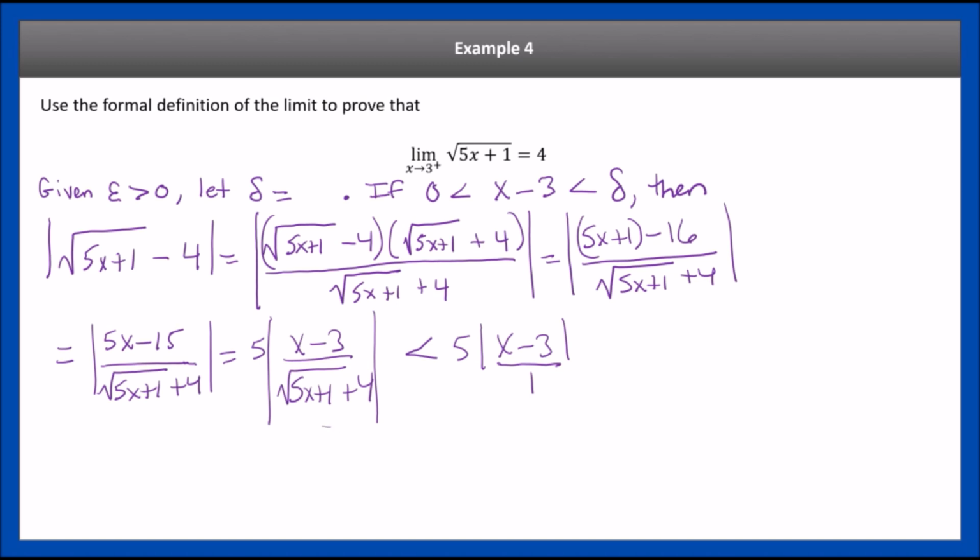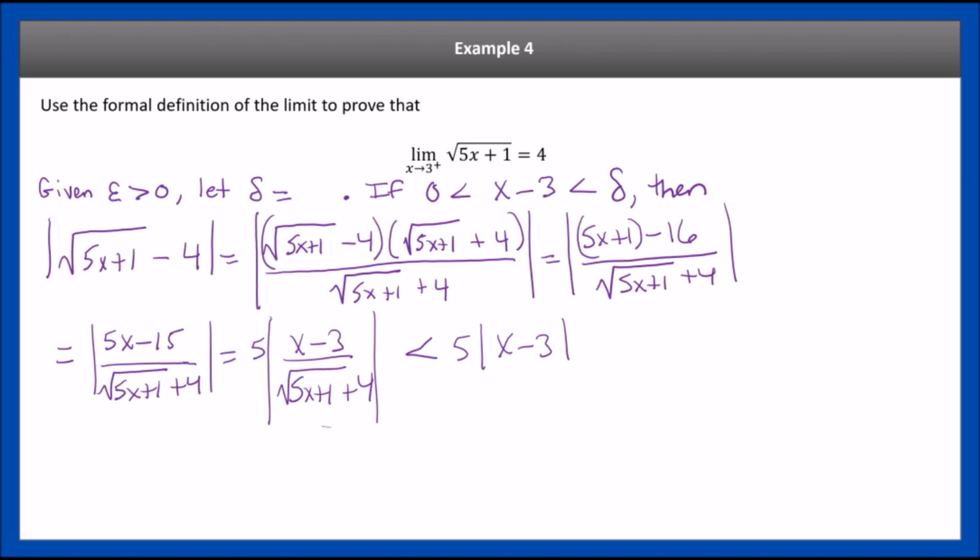How do we know it's greater than 1? Well, because the square root has a minimum value of 0, right? The smallest value you can have for the square root is 0 in the real numbers. So 0 plus 4 is 4. So this is always going to be greater than 1, which means the fraction as a whole is smaller than this fraction, and therefore the entire product is smaller.